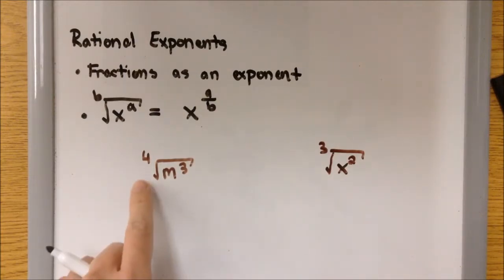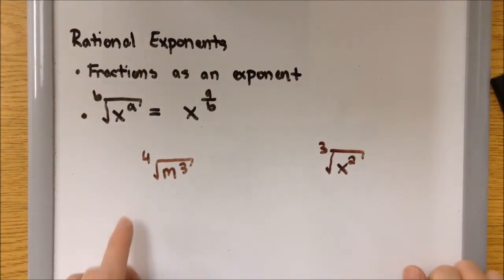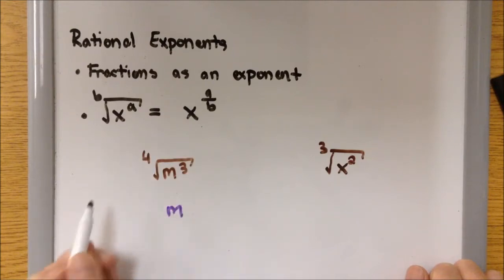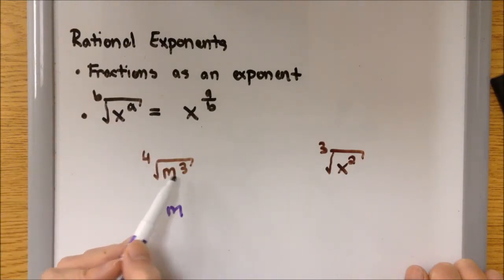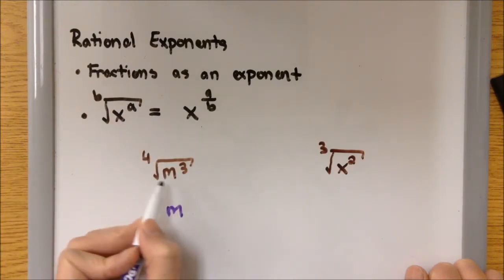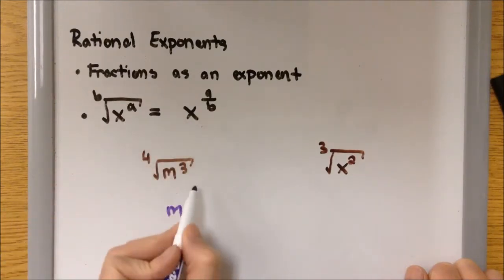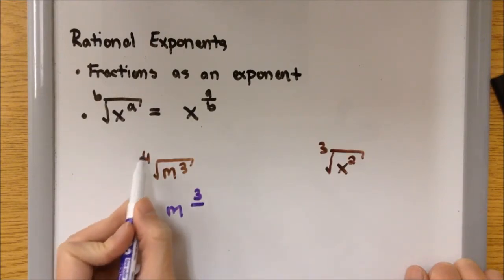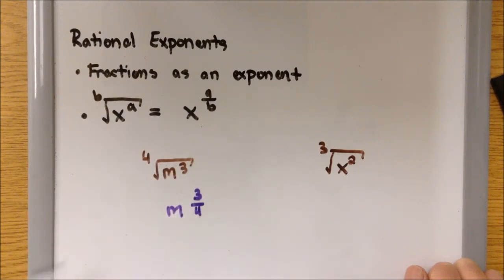Our first one, the 4th root of m to the 3rd. So if I'm just rewriting it, my only variable is the m. Now I'm writing my exponent as a fraction, so it's not just going to be 3 anymore. Since this is the exponent inside, according to the rule, that's my numerator, so 3 will be on the top, divided by 4, my root, the outside number of the root, so it'll be your denominator. So m to the power of 3 over 4.